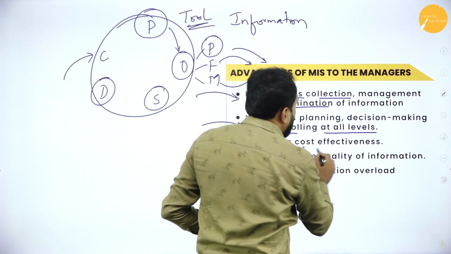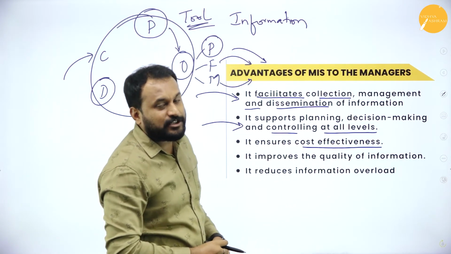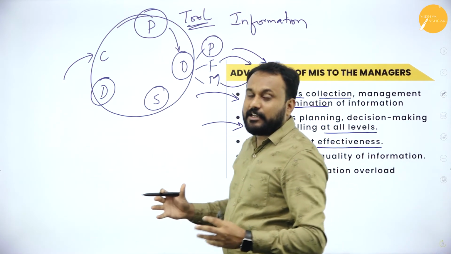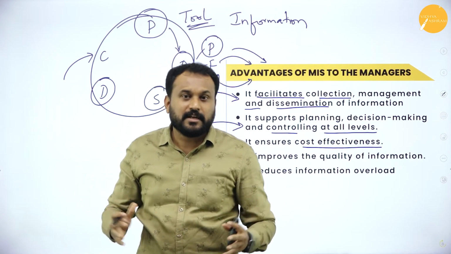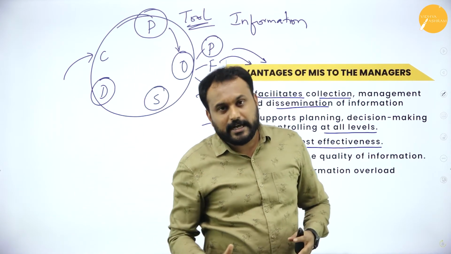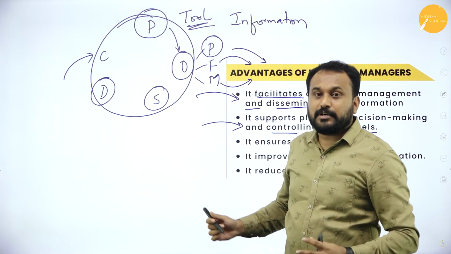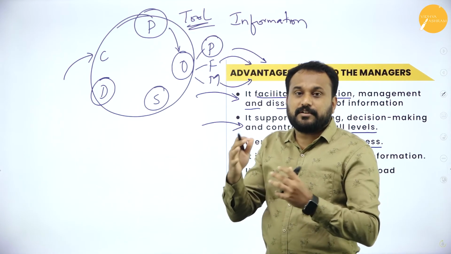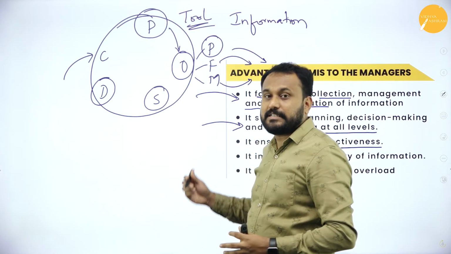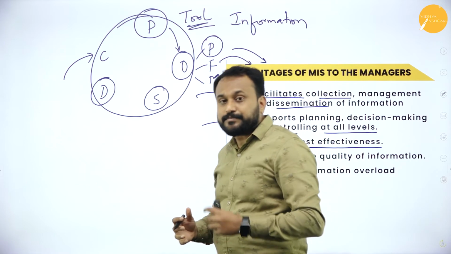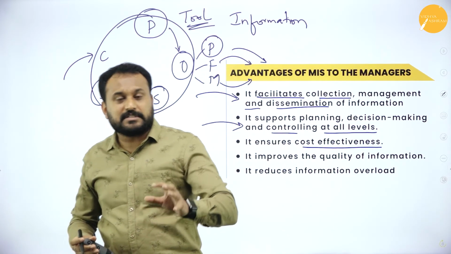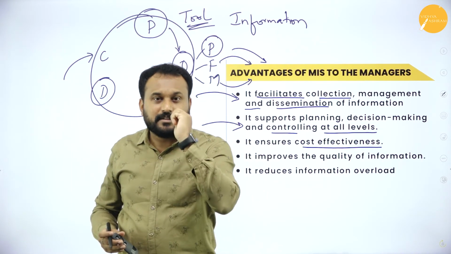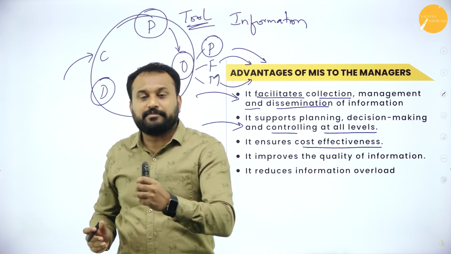It ensures cost effectiveness. Why? Though I told you the MIS system is very costly and small businesses cannot use it, when you compare this with a big business, MIS makes sure it reduces cost everywhere. Unnecessary wastage of money will not happen because there is a thorough check by MIS. Wherever there is a loss, MIS will give you proper detail in which division or department the losses and the profits are happening.